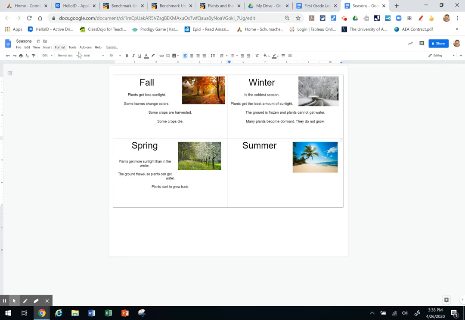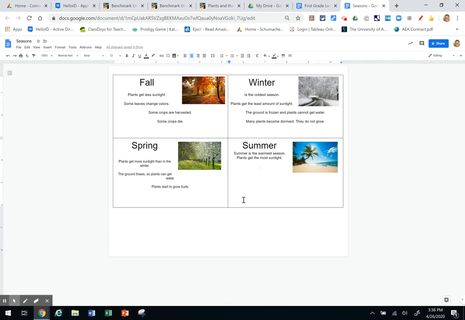Let's see. Too big. All right, here we go. So we learned that summer is the warmest season. Oh, I messed it up. We also know that plants get the most sunlight. Oh no. Why does it keep going big?